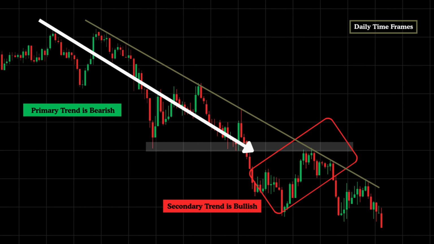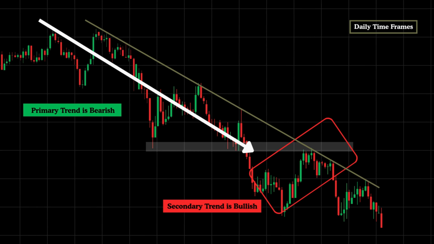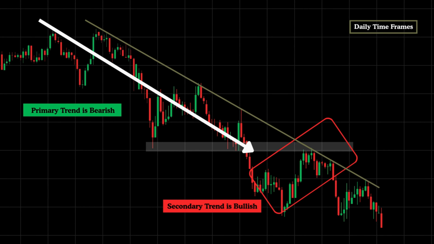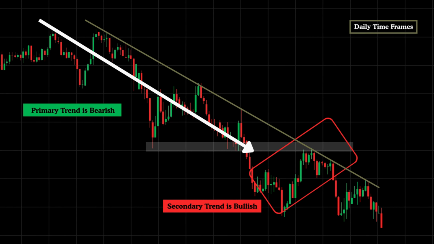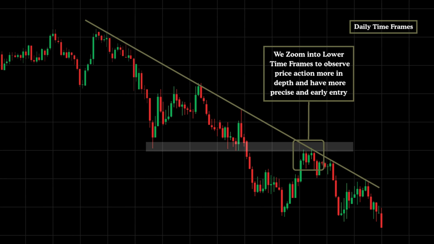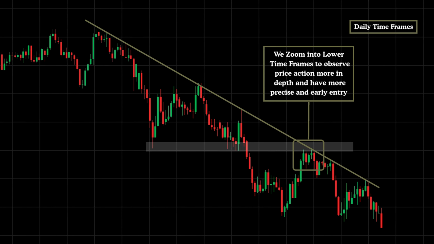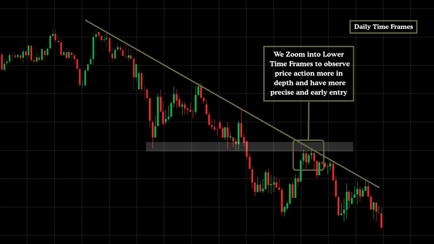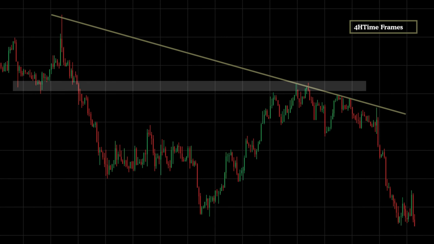To resolve this, you must wait for bearish price action to print after hitting the area of convergence, confirming that the short-term trend is finished and price can now continue moving downward. Otherwise, there is no trade. In this case, we zoom into lower time frames to study price action in more detail, allowing for a more precise and earlier entry. So, here we have the 4-hour time frame.